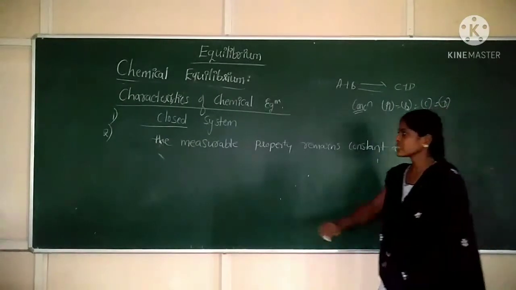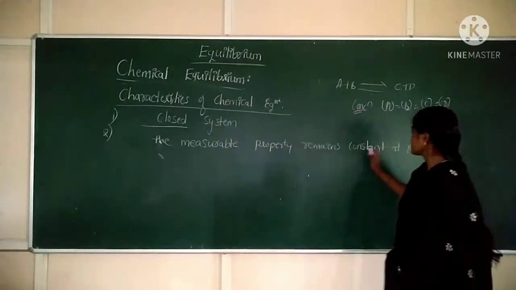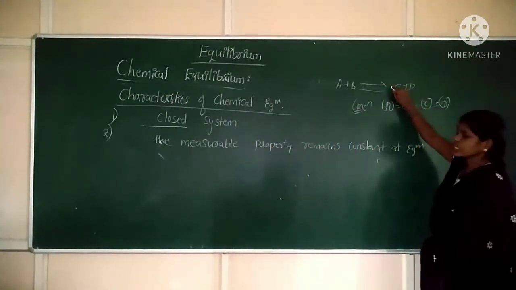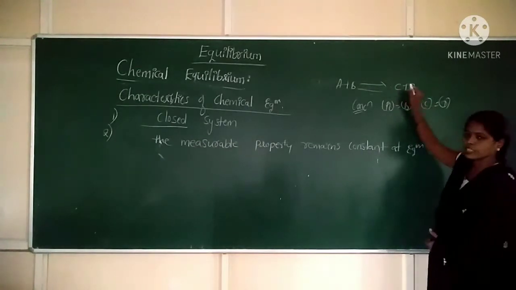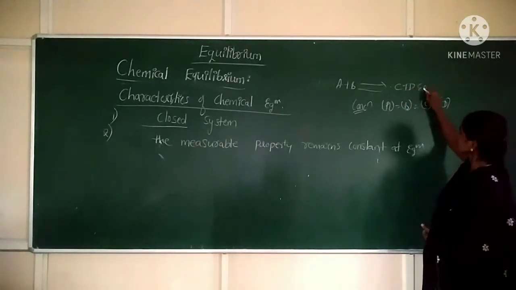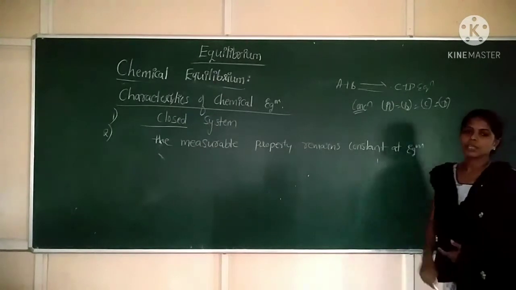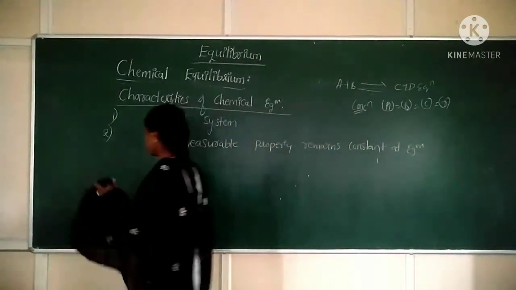What is the second characteristic? The measurable property remains constant at equilibrium. Now when this system attains the equilibrium, the concentration will remain what? Constant. So this is the second property.